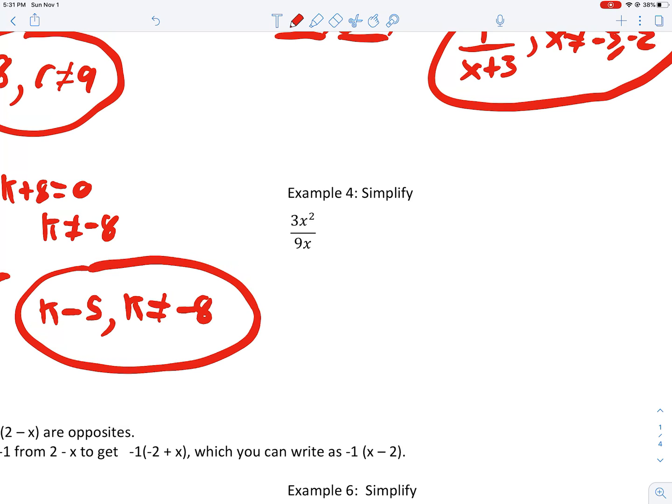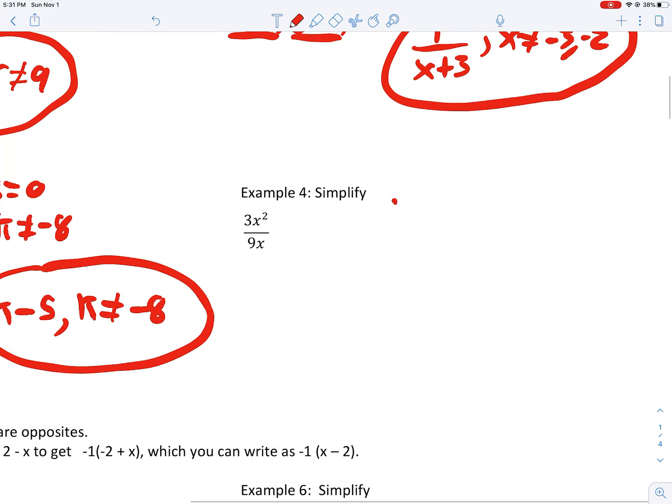Okay, example 4. Set the denominator equal to 0. So x cannot equal 0. Otherwise it's undefined. Whenever you're simplifying, you always want to make sure you check the excluded values. What makes your denominator equal to 0? If there's one number, two numbers, 0 numbers, whatever it is, you need to make sure those are listed.